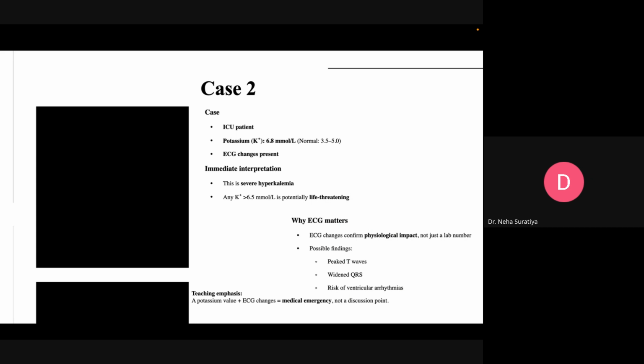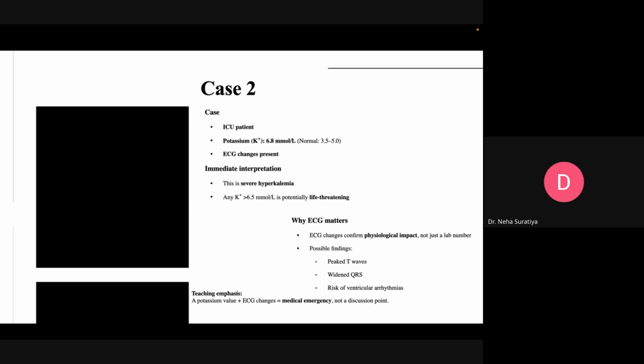Now, case two, for your better understanding, see here, the case is from ICU. Case one was very simple, very basic, right? Case two is something on an advanced level. It is an intensive care unit patient. Potassium is 6.8. You can see here the normal range. It is higher. ECG changes are also present.